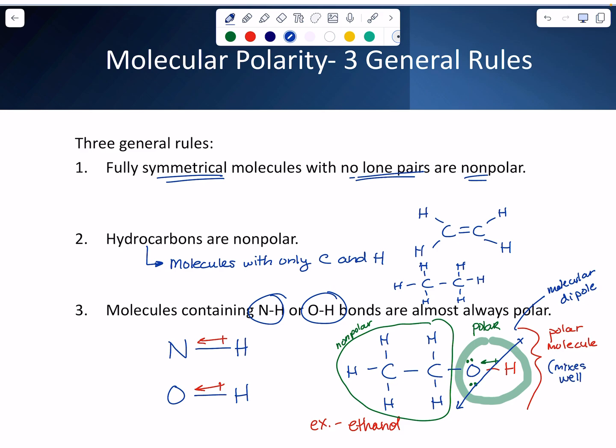So it mixes well with water, what we would call a polar solvent. Okay, so solvent would be your liquid that is dissolving or mixing with your other polar substance, okay, in this case, the alcohol.